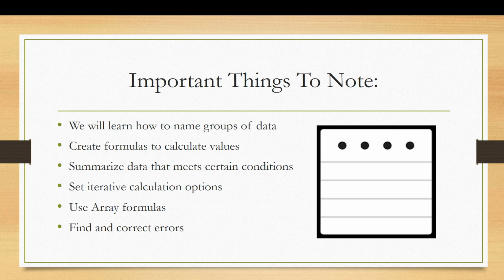So in this chapter, there are some important things I want you to focus on. We're going to learn how to name groups of data. We're going to learn to create various formulas to calculate values. We're going to learn to summarize data that meets certain conditions. We're going to learn to set iterative calculation options. We're going to learn about array formulas, and we're going to learn to find and correct errors.